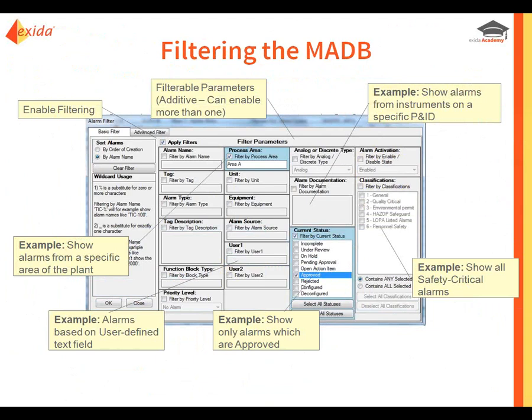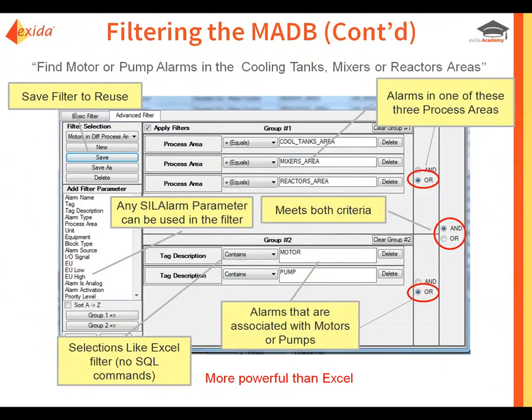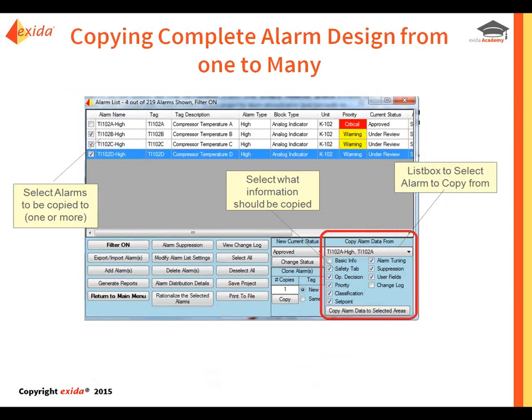Here's some examples of the capabilities that might be provided there, including in this case the ability to create a custom filter basically formed from any of the parameters in the master alarm database to define exactly what alarms are displayed in the context of the tool so that they can be operated on or rationalized or have bulk engineering or bulk rationalization performed on them.